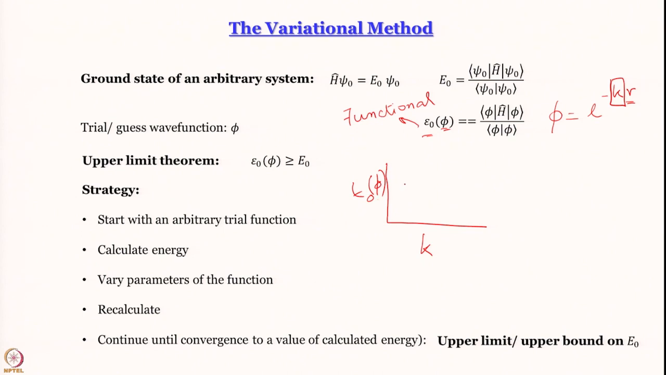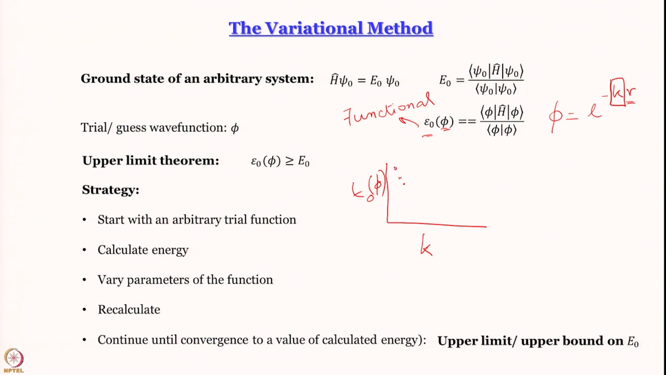Okay. So, whatever it is I plot. Then I change the value of k to say 99. I calculate the value of epsilon 0 phi, I see that it has gone up. Then I change it to say 98 and then again I see it is going up.